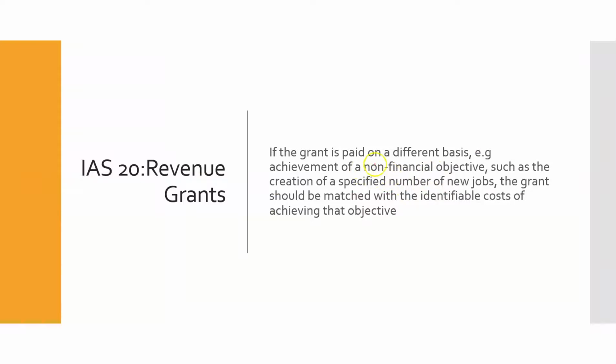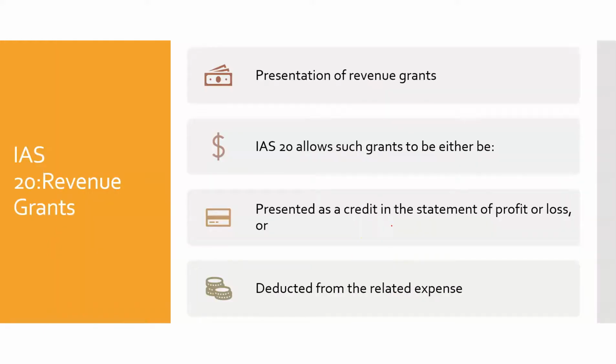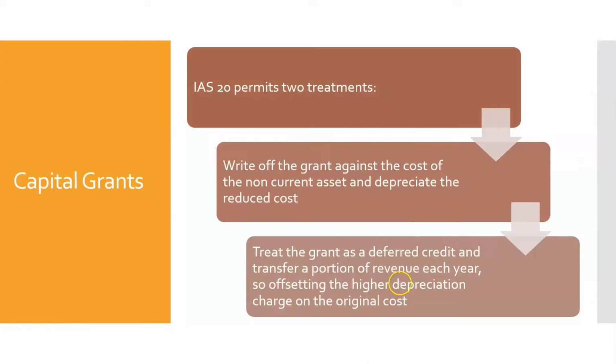So really, if the grant is paid on a different basis, certain non-financial objectives, such as the creation of a specified number of jobs, the grant should be matched with the identifiable cost of achieving those objectives. So let's look at revenue grants. You have two options: present as a credit in the income statement or deduct from the related expense. So it says look at illustration 4, and it's an illustration.